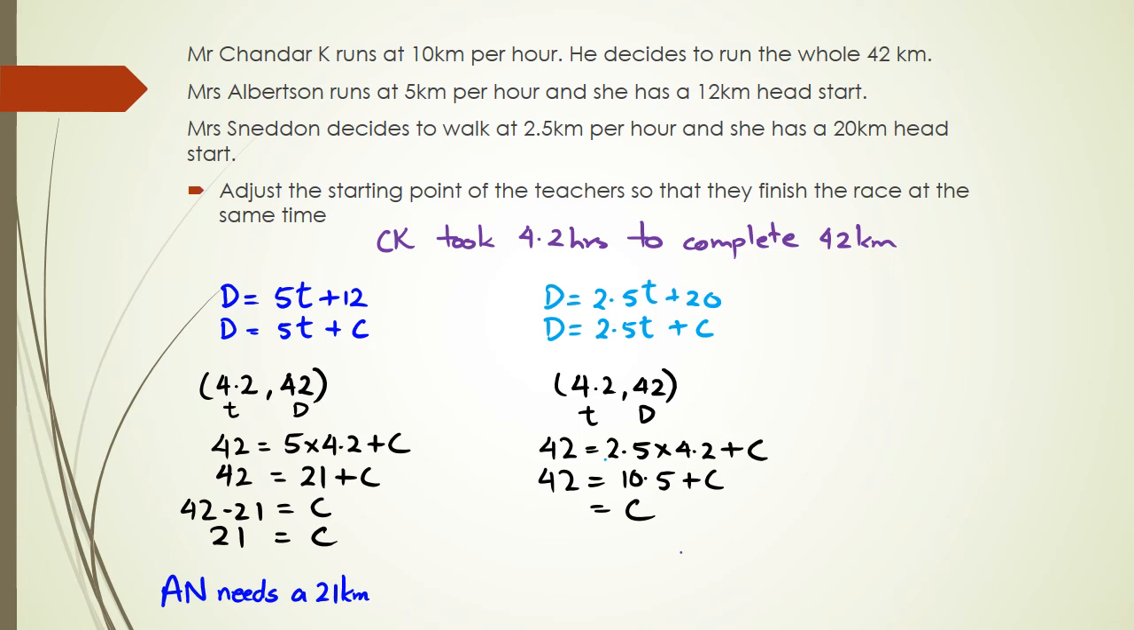Sorry, let me just do that one more step. So you got 42 take away 10.5, 31.5 equals c, which means you can say Snedden needs a 31.5 kilometer head start.